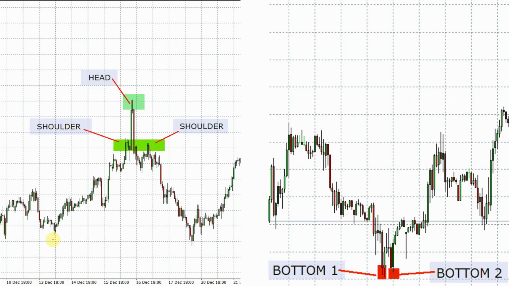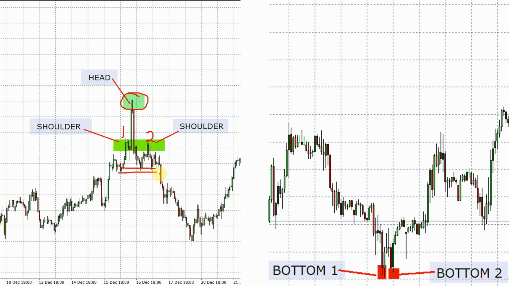See, it was an uptrend. We have clearly had an uptrend. Then you have the head here, the first shoulder, the second shoulder. Can you see that? So that's a head and shoulders. Okay, so that's exactly what we have there. And this is the neckline. Can you see that? This region is the neckline.